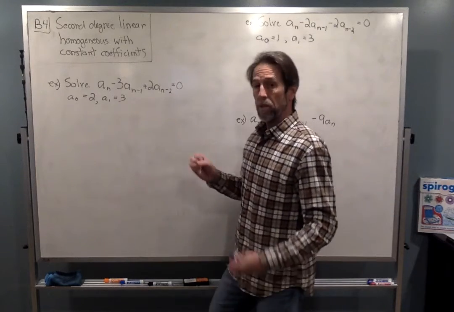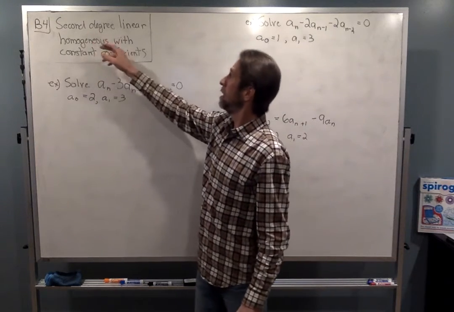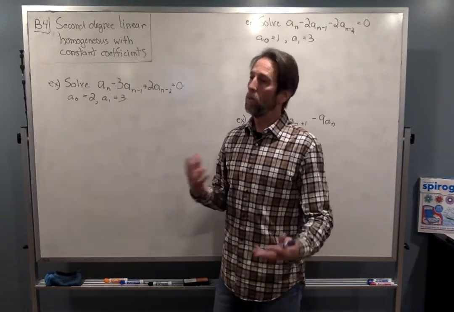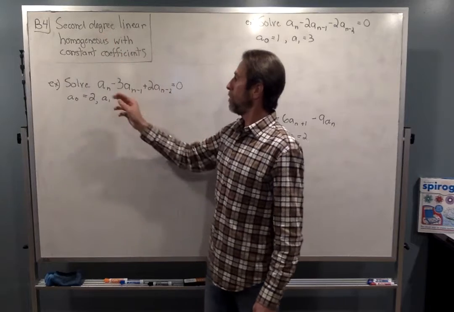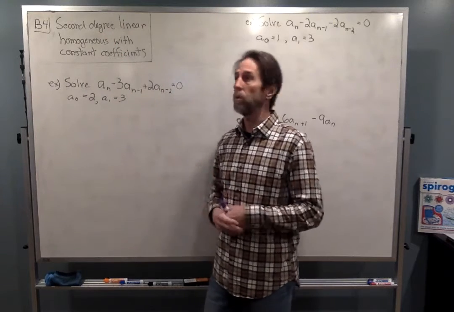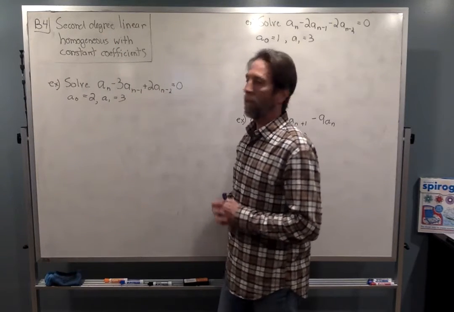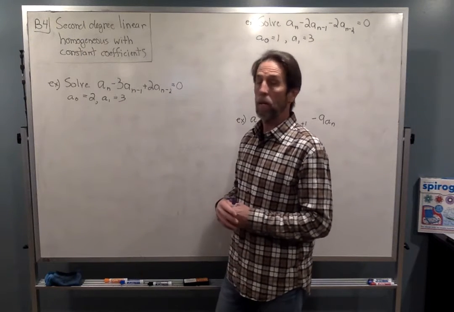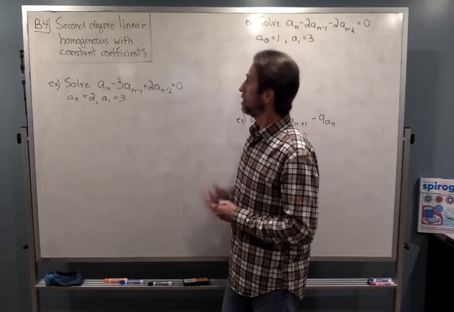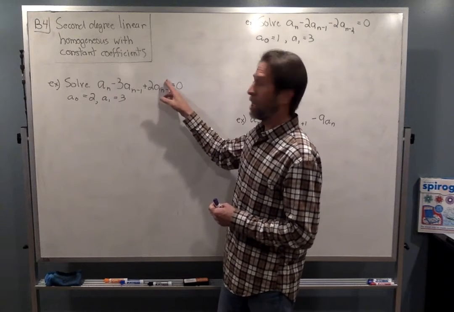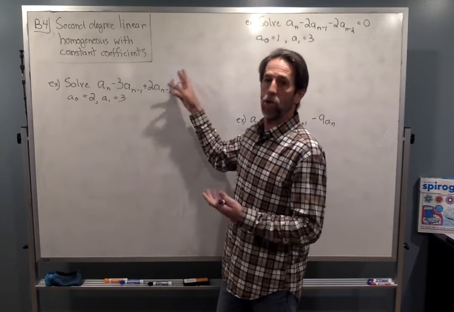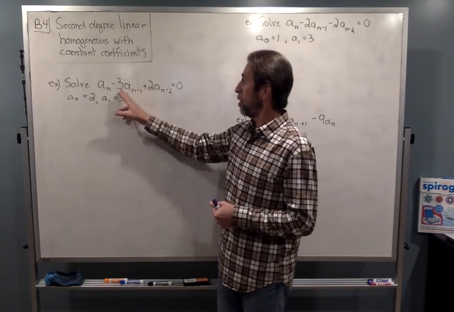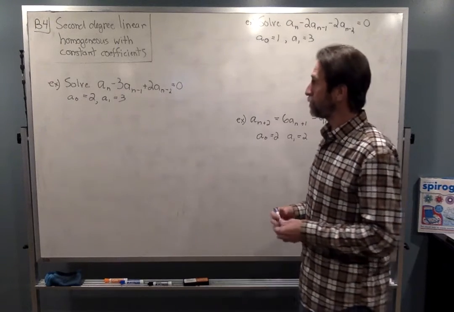Now, the specific type is that second degree, linear, homogeneous with constant coefficients. Second degree, remember, that means it's going to use two previous terms. Linear, nothing is being squared. I'm not taking one of these terms and squaring it, cubing it, or anything like that. Homogeneous, I don't have another function added to it like n squared or plus n. And of course constant coefficients. I don't want those to also be variables. That would be a problem.